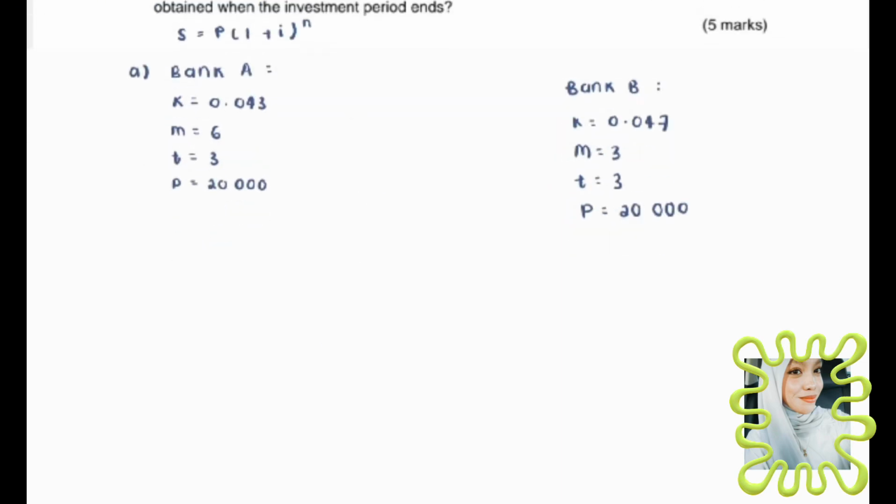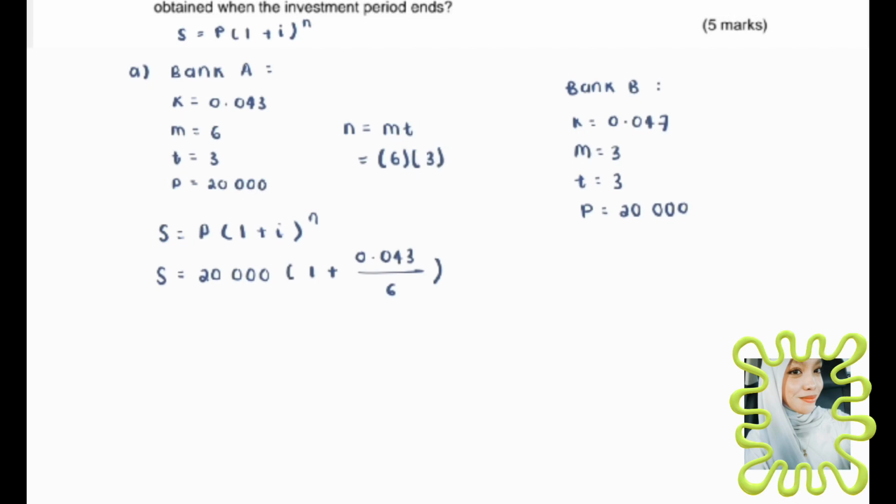Now I'm going to do the calculations using this formula, S equals P(1 plus i) to the power of n. When we substitute, I will write S equals P, which is 20,000, in the bracket 1 plus i, which is K over M, 0.043 over 6, and the value of n is MT. So I'm going to multiply 6 with the years, which is 3, and I will get 18. So in the power of 18, I will continue the calculation and show the final answer. The final answer for Bank A is RM22,743.34.